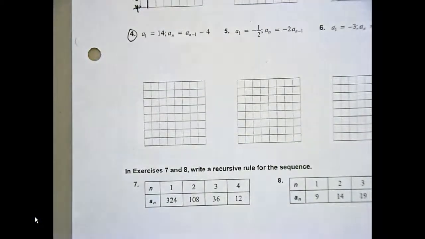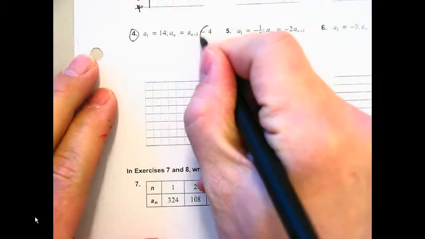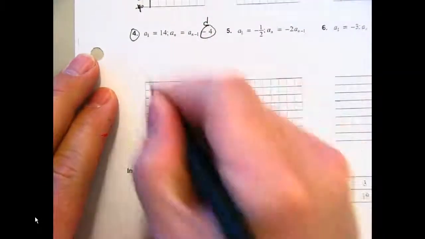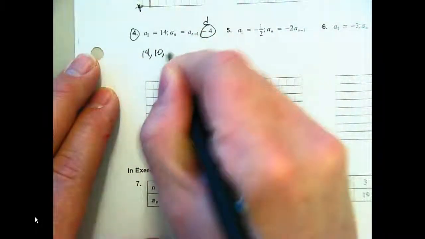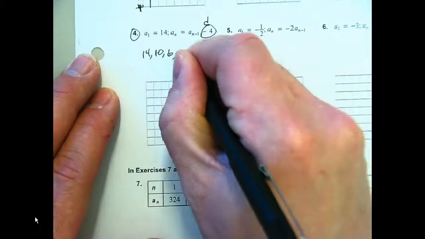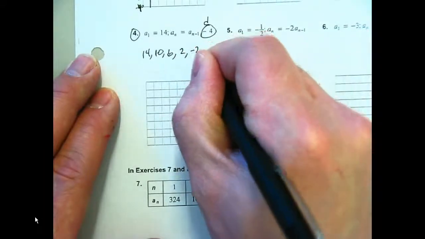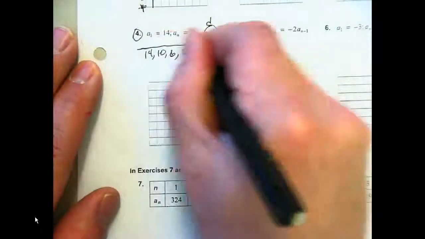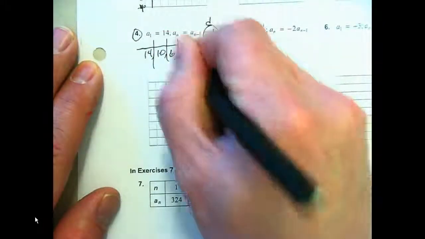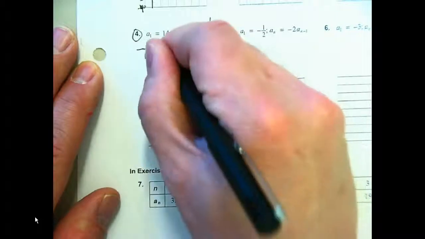Is this one geometric or arithmetic? Arithmetic. We have our -4 there. That is our common difference. So our first term is 14. We're going down by 4 each time, so we get 10. Well done. Okay, once again, to build our table, all we're doing is going step by step.